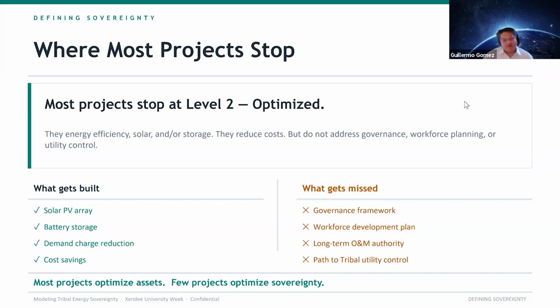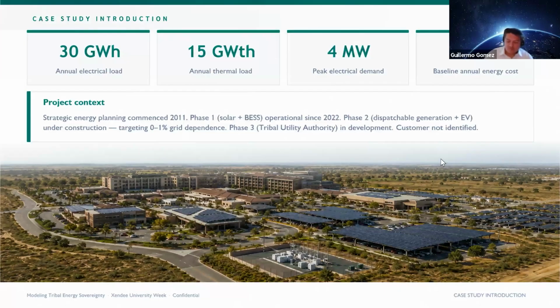So in the next part of this presentation, we'll really get into what this case study is. And to introduce that, I wanted to show some high level details. This project involved a large casino resort on tribal lands, about 30 gigawatt hours of electrical load, 15 gigawatts of thermal load, 4 megawatt peak load, and about $5 million in annual energy costs.